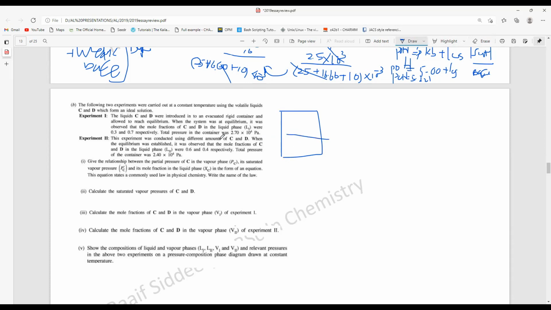Allowed to reach equilibrium. When the system is at equilibrium, it was observed that the mole fractions of C and D in the liquid phase were 0.3 and 0.7. Here XC is, sorry.